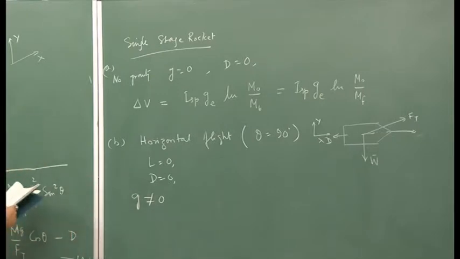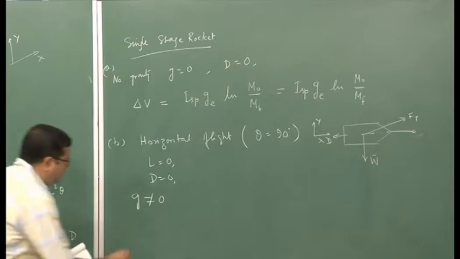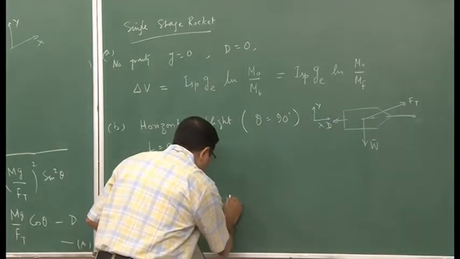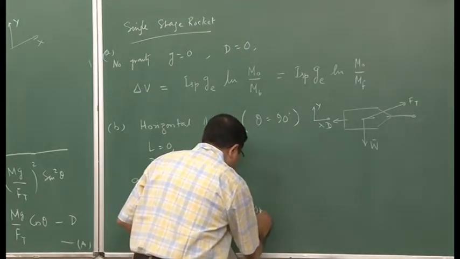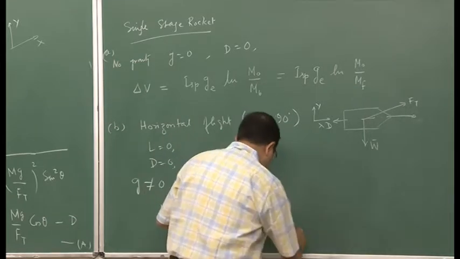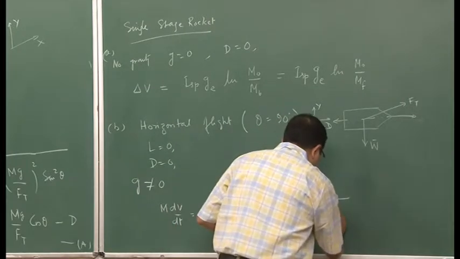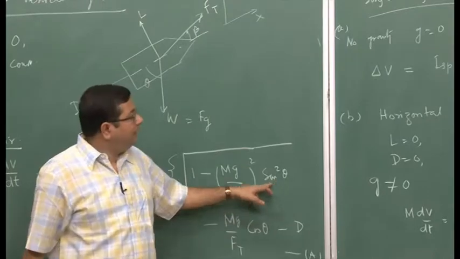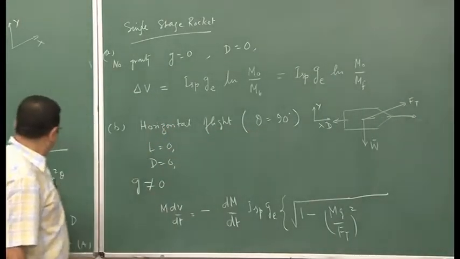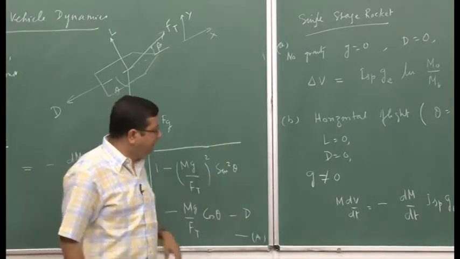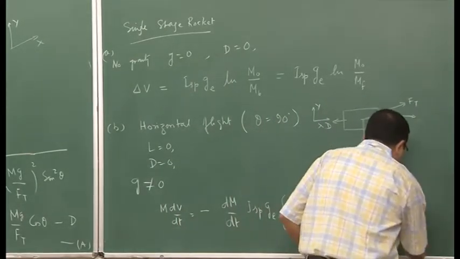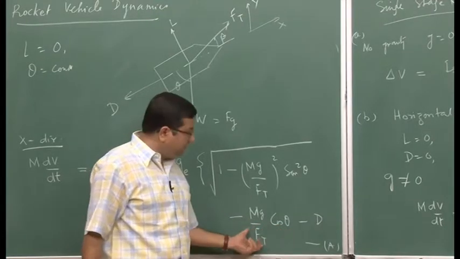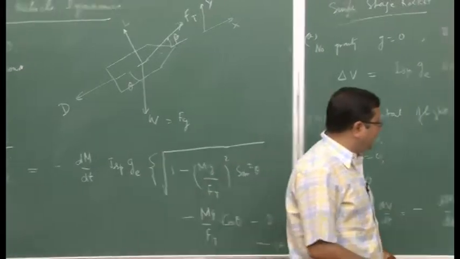Then, our expression will be m dv/dt equal to minus dm/dt Isp g_e, then the square root of 1 minus (mg/F_T) squared, and here we have sin squared theta. Here we are putting theta equal to 90 degrees, so sin theta is 1, and sin squared theta is 1. So, it comes like this. The second term was minus (mg/F_T) cos theta, but when we put theta equal to 90 degrees, cos theta is 0. So, this term goes to 0 and we are neglecting drag. So, this equation will be only up to this.